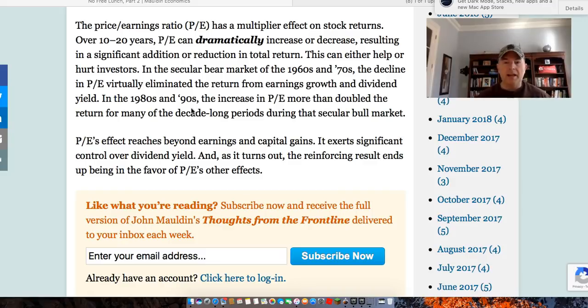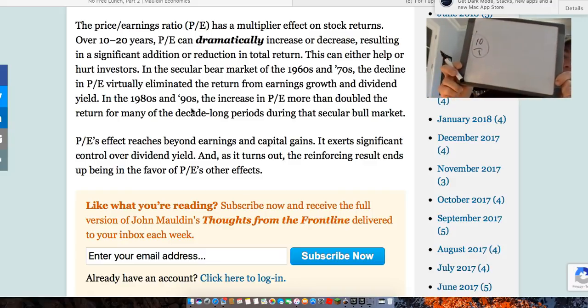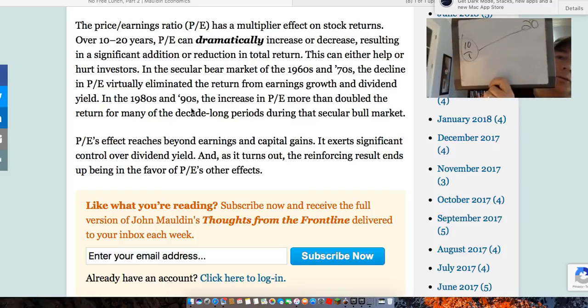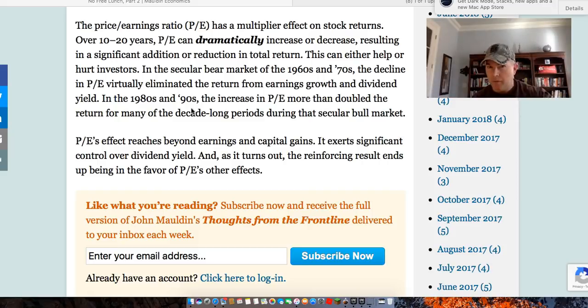So if we start the decade with a PE ratio of 10, and then we end the decade with a PE ratio of 20, our price-to-earnings ratio has doubled. So now I'm paying $20 for every dollar of earnings that the stock is making. Does that make sense? That simply means someone who bought at 10 has doubled their money on price-to-earnings alone. And that's all there is to it over those 10 years.